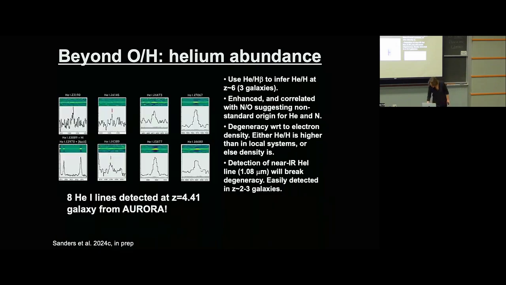And in the AURORA survey, our program, for example, this is a galaxy at redshift 4.4, where we detect 8 lines from helium-I. So we can robustly look at the helium abundance, which is the type of analysis people do in local HII regions, and it was just beyond the reach of high redshift galaxy studies. It opens up a whole new window in studying how galaxies are assembled in terms of their chemical enrichment patterns.